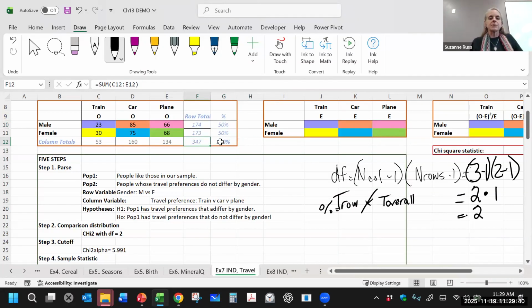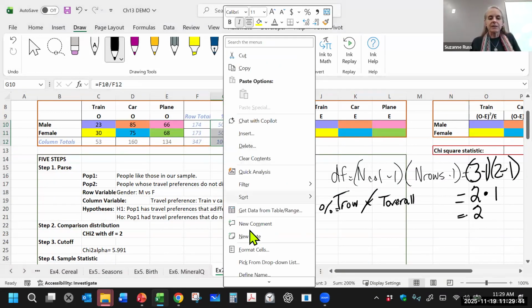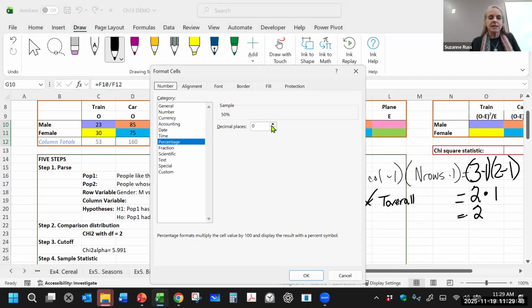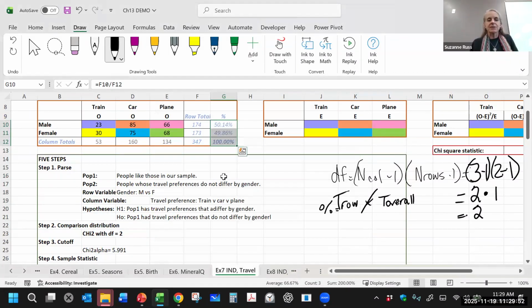And we should get then these percents that should add up to 100%. And if we want them to show up better, we can just format the cells so that we can see the decimal places, add a decimal place, and we'll see that there's a slight difference there. And so it does add up to 100%. Okay, it's these percents right here that we're going to use to fill in these cells.